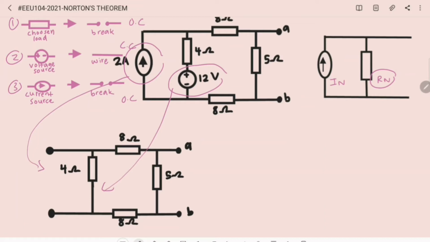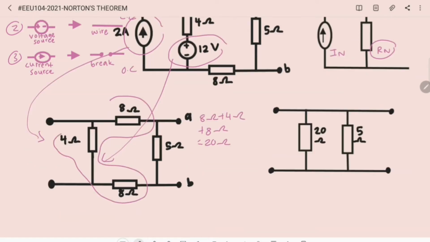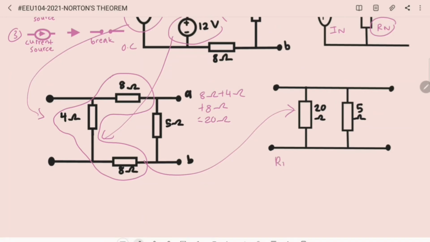This circuit can still be simplified because the 8 ohm, 4 ohm and 8 ohm are in series. This is equal to this. We are able to calculate the R Norton from this simplified circuit, where the R Norton is the resistance from one load terminal to the other. In this circuit, the 20 ohm is parallel with the 5 ohm, and we get that the R Norton is equal to 4 ohm.